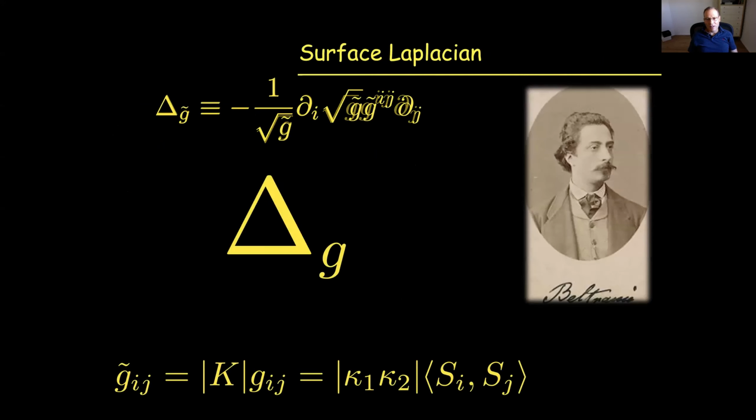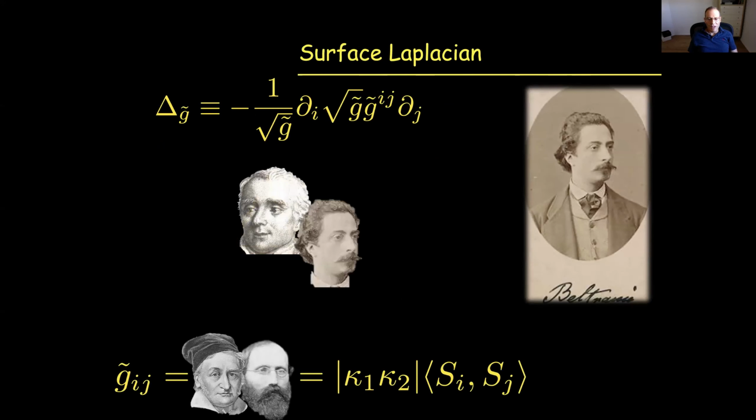And just as a side note, I could tell you that the metric in the scaling invariant case is nothing but taking the regular metric and multiplying it by the Gaussian curvature. Okay, so this is Gauss, this is Beltrami, and this is the Gaussian curvature. Okay, and this is Riemann here. Okay.